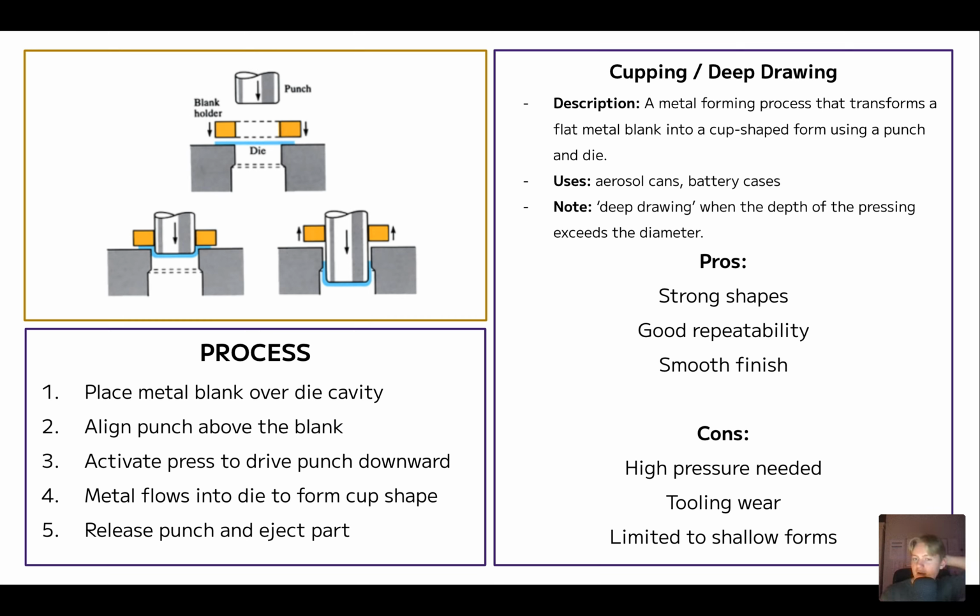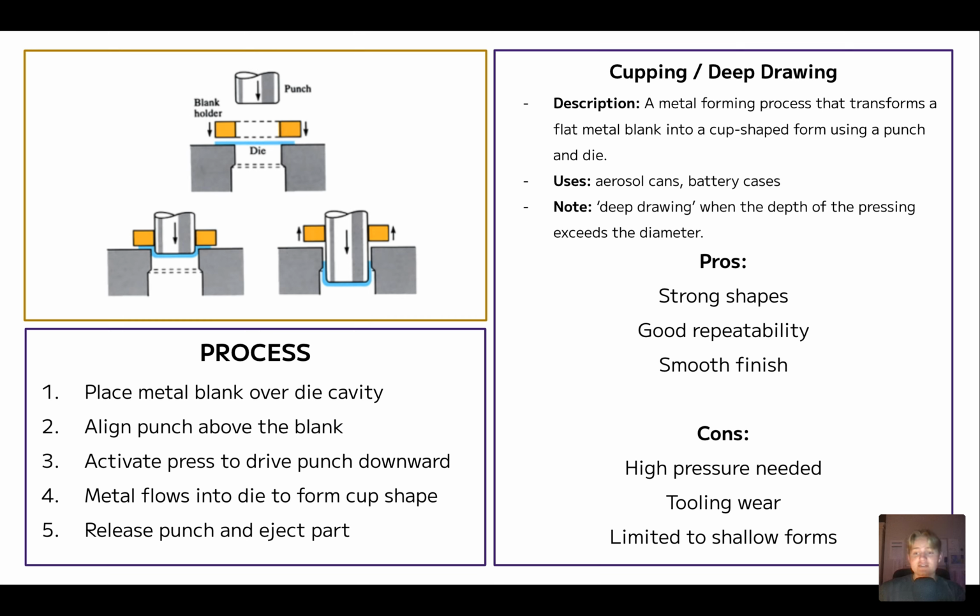And the cons of it would be that we need quite a lot of pressure to create that cup shape and push it into the die, which can be expensive, energy cost. There's also a certain amount of tooling wear due to the high friction required, and that could be expensive if we have to replace the tooling. There's also limited to a shallow-ish form because we can't create something that's super deep. It just wouldn't work with the molding process.